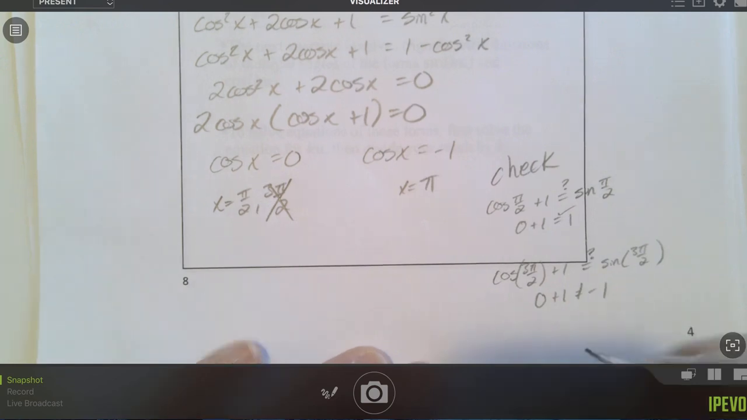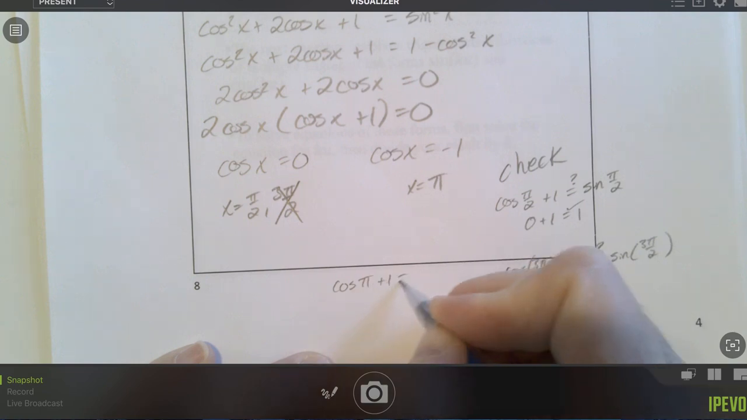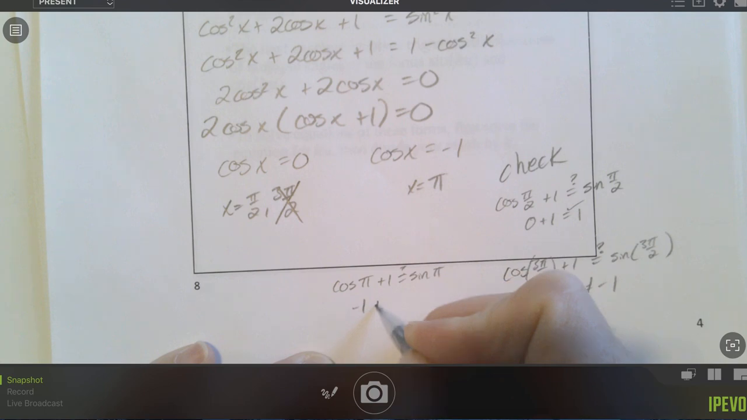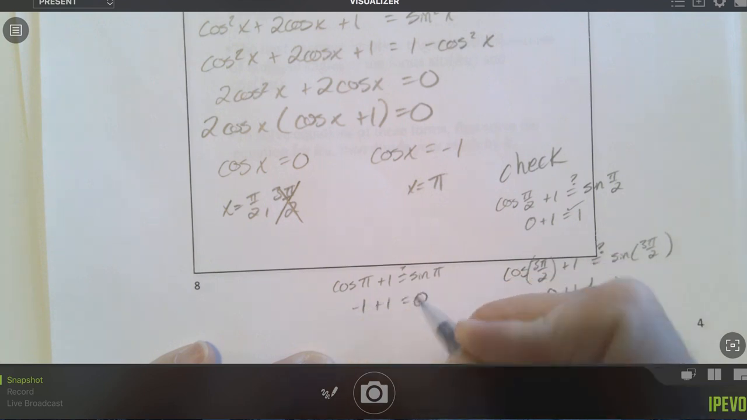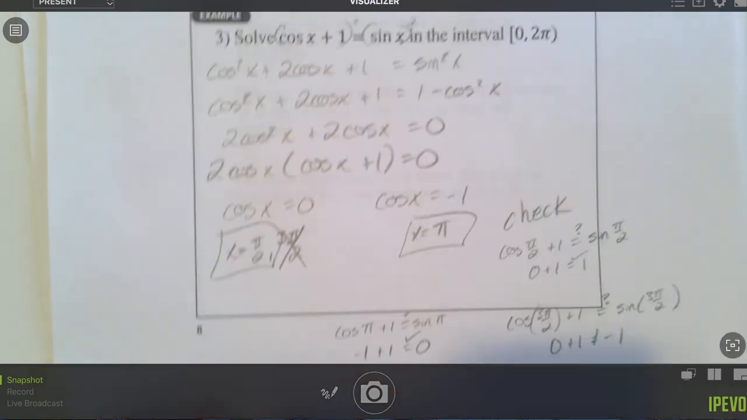And then finally, we'll check the cosine of pi plus 1. Is that equal to sine of pi? Cosine of pi is negative 1 plus 1. Sine of pi, that's equal to 0, so that one works. So we actually only have 2 solutions for that equation.